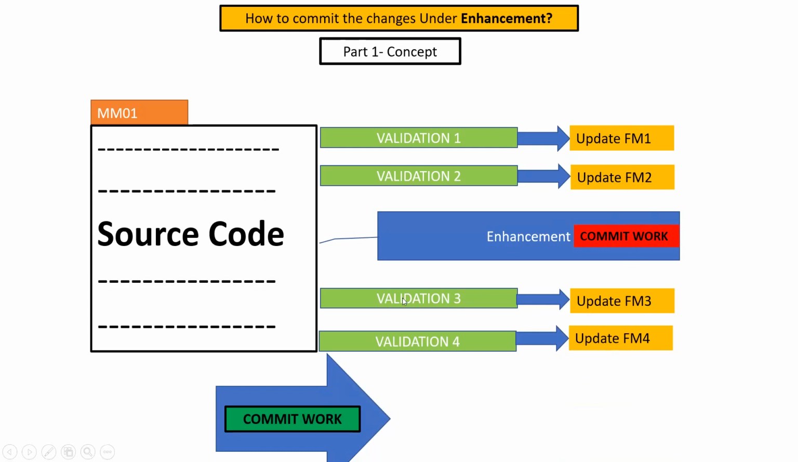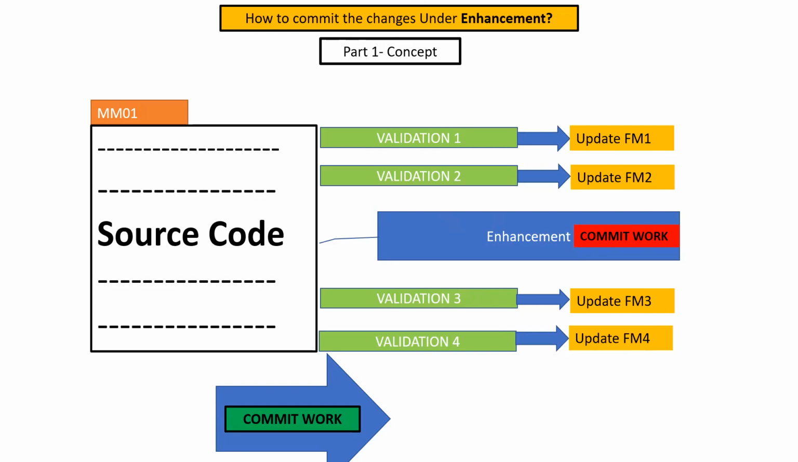And in case your program fails over here in validation 3 or maybe validation 4, further steps will not be executed, and that's how the data in the table will be inconsistent, because only the data in the update fm1 and update fm2, whatever was written, was updated, not update fm3 or update fm4, because an error was encountered while performing validation 3 or validation 4. That's why in between we don't write the commit work. In detail, we have understood this part under part 1 of this series.